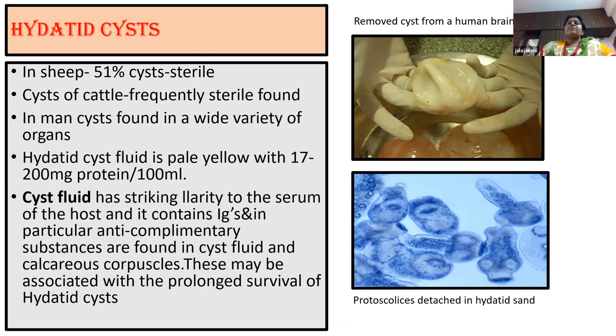If you take the cystic fluid, it is very pale in color, with 17 to 200 micrograms of protein for every 100 ml of cystic fluid, and this fluid has a striking similarity to the serum of the host, as it contains many immunoglobulins, some anti-complementary substances, as well as calcareous substances. All these elements are associated with the long survival of these hydatids in the host.